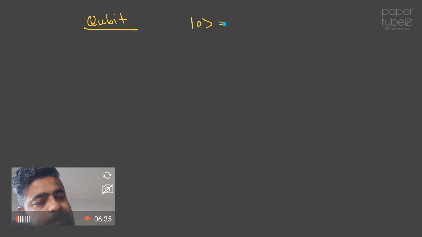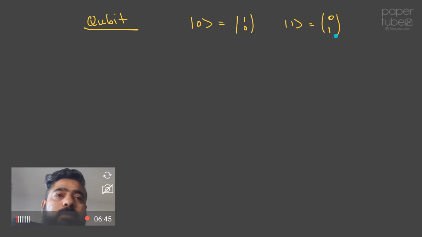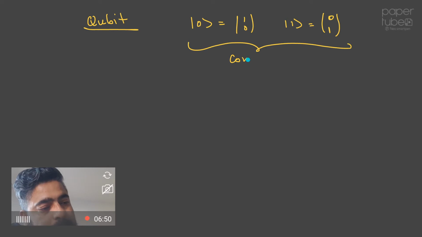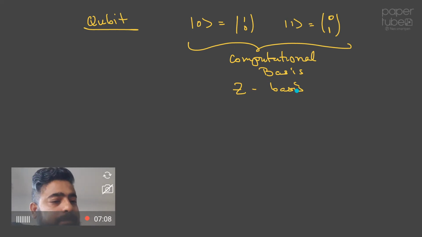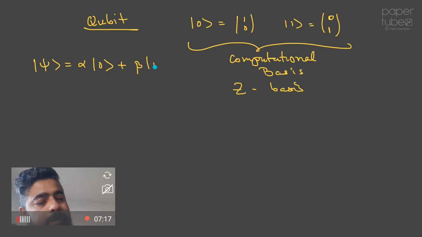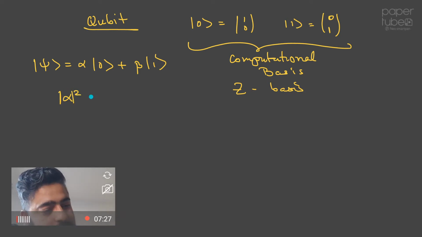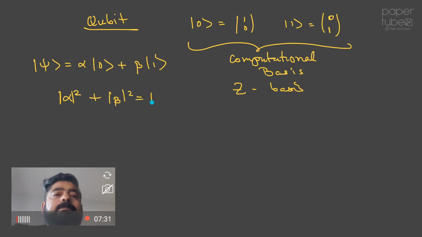So again, a qubit can be in state 0 or state 1. There's something special about these 0 and 1, which we often call the computational basis, or Z basis. And you'll see why at a later point. But a generic state of a qubit, psi equals alpha 0 plus beta 1, has to satisfy the condition alpha squared plus beta squared is equal to 1. And we'll see why that is in a minute.